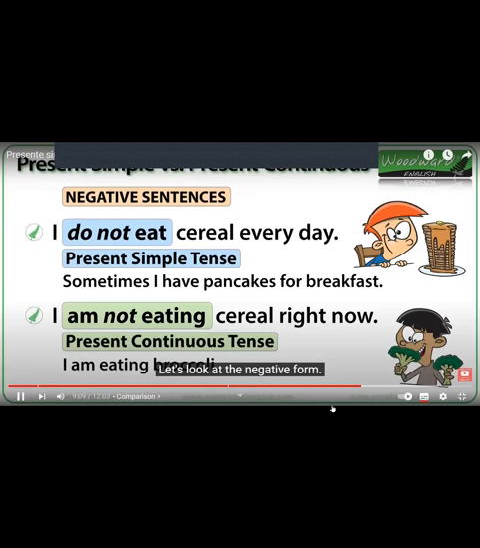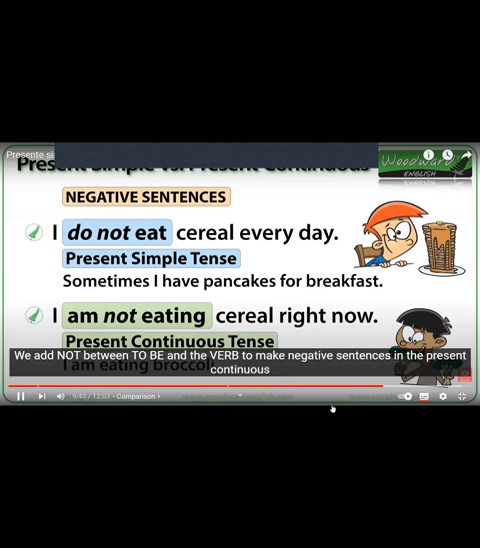Let's look at the negative form. I do not eat cereal every day. No, sometimes I have pancakes for breakfast. Yum. I'm not eating cereal right now. No, I'm eating broccoli. We use do not or does not to make negative sentences in the present simple. Remember, we can use the contractions don't and doesn't. We add not between to be and the verb to make negative sentences in the present continuous.